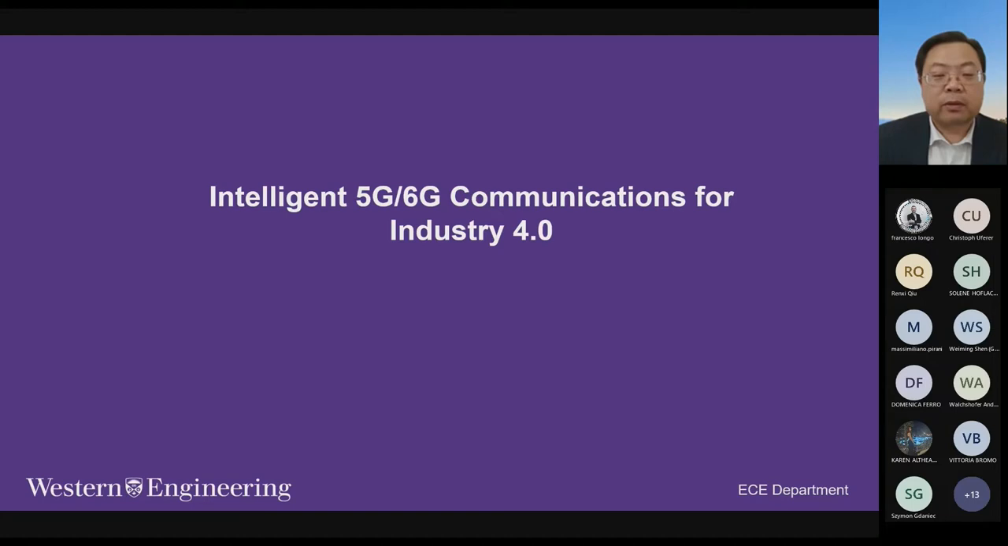So in summarizing my short presentation, the wireless communication technology, particularly 5G and 6G, is the critical enabling technology for future industry transformation. And for the future 5G and 6G, it will be further integrated with the industry system. And the situation-aware or intelligent operation of 5G and 6G is the fundamental enabling technology to achieve the value realization in Industry 4.0. With that, I stop my presentation. Thank you.